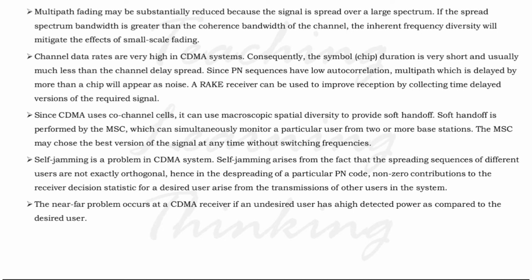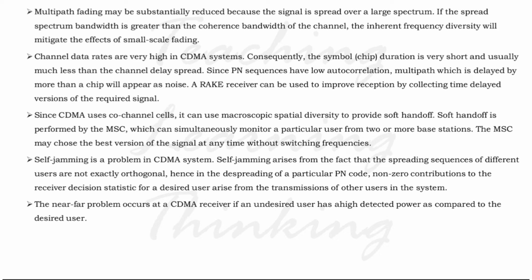Multipath fading may be substantially reduced because the signal is spread over a large spectrum, and if the spectrum bandwidth is greater than the coherence bandwidth of the channel, the inherent frequency diversity will mitigate the effect of small scale fading. So multipath fading is reduced here because the signal is spread over a large spectrum.